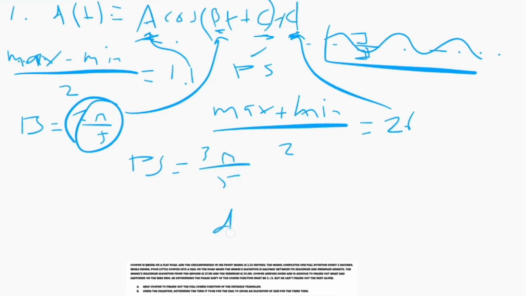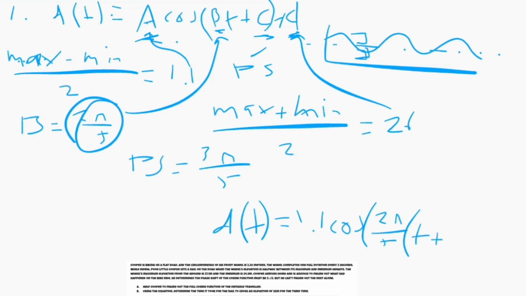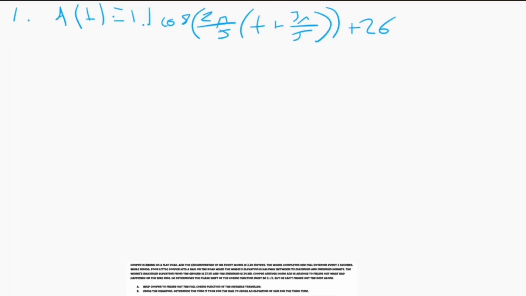Now, if we put that all together, the function should look something like this: distance equals 1.1 cos of 2 pi over 5 times time plus our C value, which was given by Cooper as 3 pi over 5, plus our D value, which again is our vertical shift. Now, this is where it gets a little confusing. We found the equation using the information given to us.